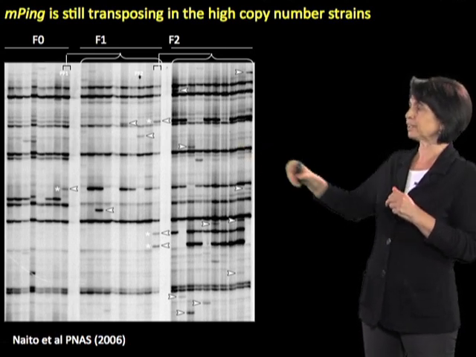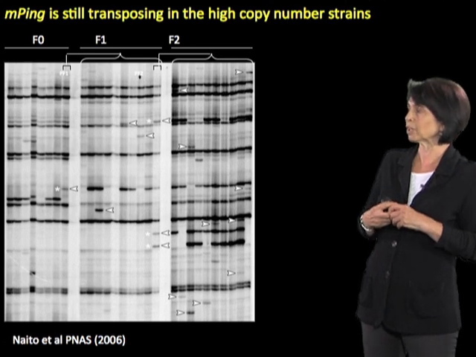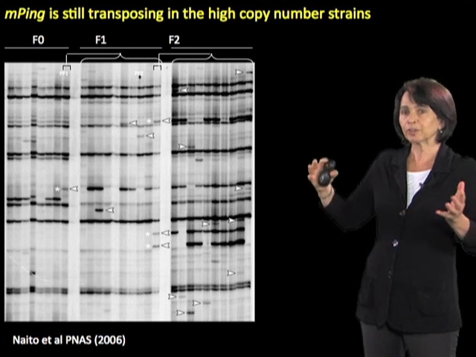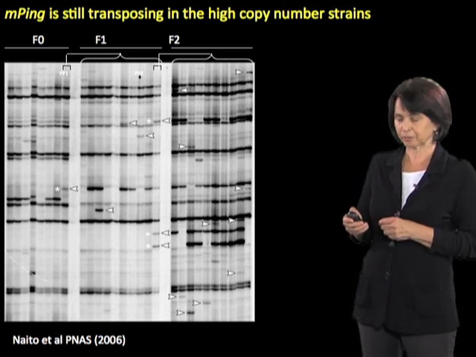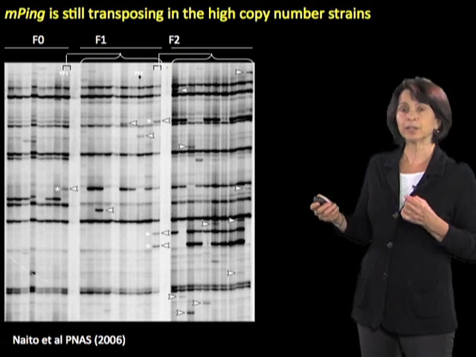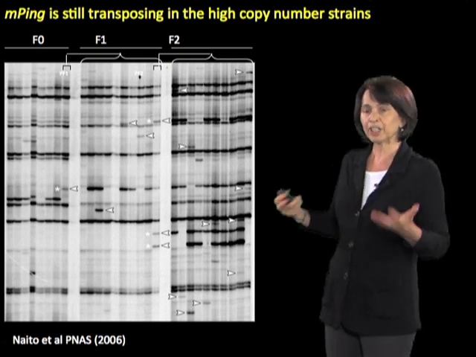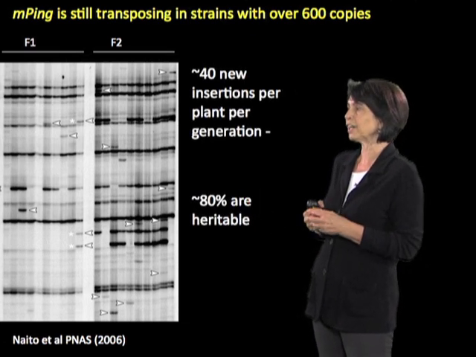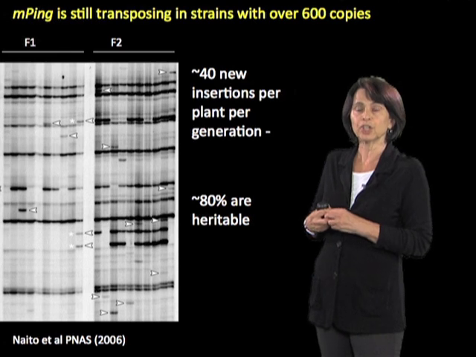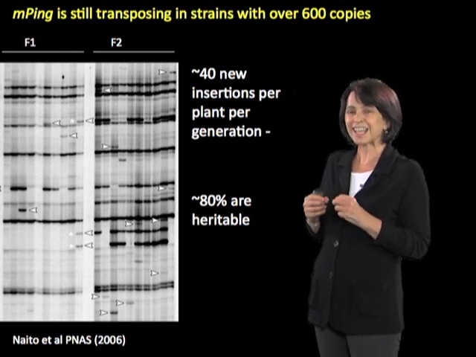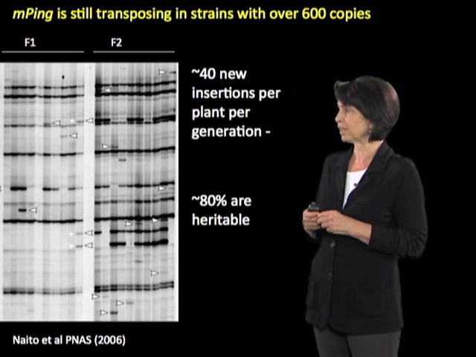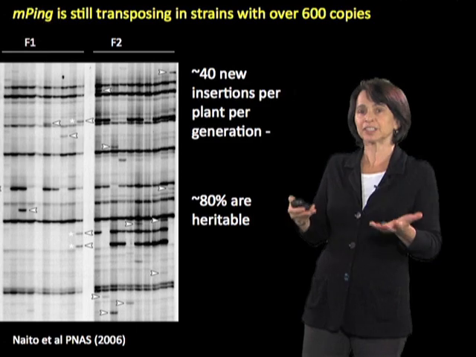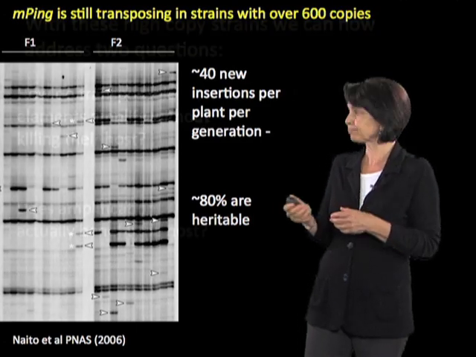So essentially, by looking at this, what you can see is what I think is pretty remarkable. That is this rapid increase in the Emping copy number over a very, very short period of time, a couple of generations. And just by simply counting bands, we can determine how many new insertions there are per generation. And that's what I'll show you here. So we have basically found that there are approximately 40 new insertions per plant per generation, and that 80% of these insertions are heritable. This blew us away. We had no idea that a transposable element could increase its copy number so rapidly.